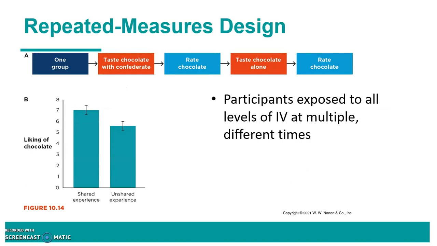Within groups designs, let's talk about those. Here's an example of a repeated measures design. What really defines within groups designs is that participants are exposed to all levels of the IV, but at multiple different times. It could be 2 or it could be more. So here's an example: there's just one group of participants, but they're measured twice. Once they taste chocolate with another person tasting chocolate at the same time. The other time they're tasting chocolate just by themselves, and then the ratings after the tastings are the dependent variable.